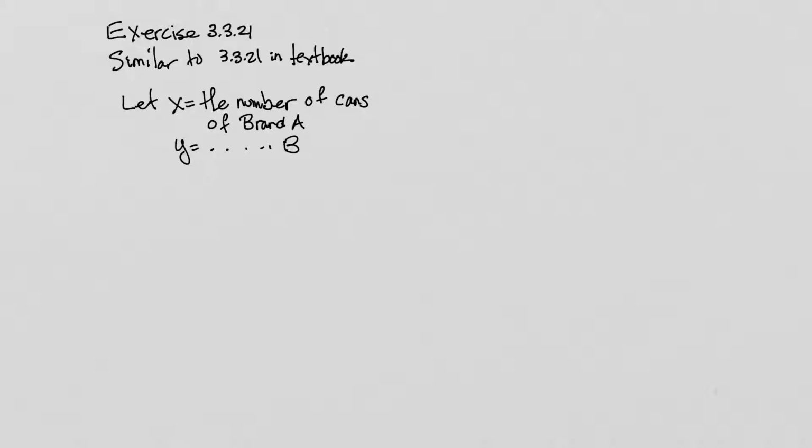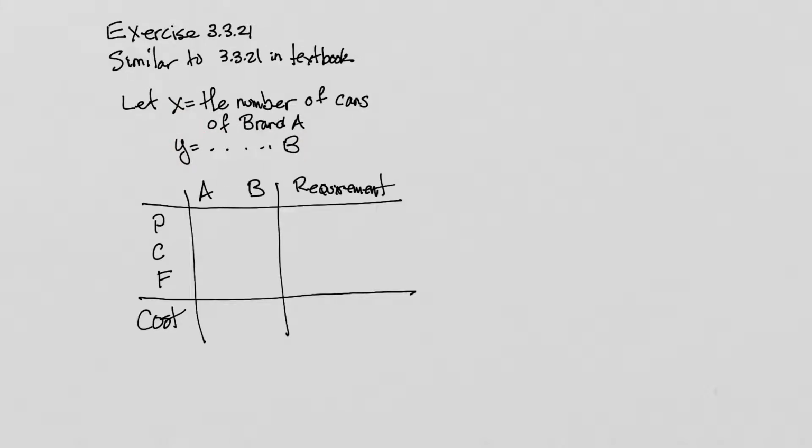I'm going to let x equal the number of cans of brand A and y be the number of cans of brand B. As I read through the problem, it's pretty much in every sentence. For brand A, each can gives us 3 units of protein, 1 unit of carbs, and 2 units of fat, and it costs 80 cents. For brand B, we get 1 unit of protein, 1 unit of carbs, 6 units of fat, and the cost of that can is 50 cents.